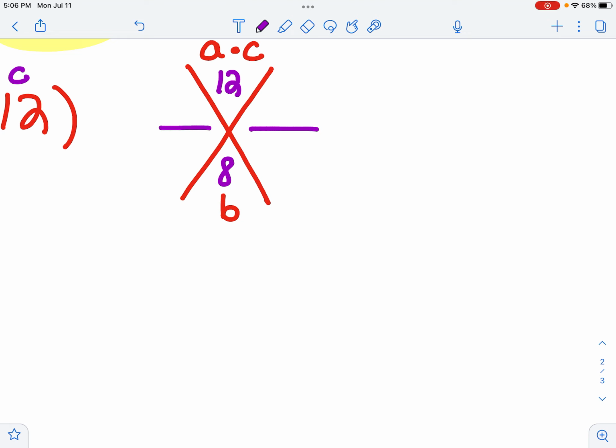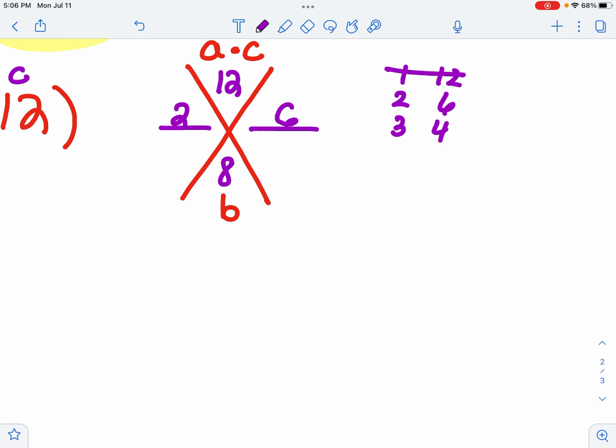So if you don't know your factors off the top of your head, you can start listing them. I know 1 goes into 12, 12 times. 2 goes in there 6 times. 3 goes in there 4 times. But you can just do that part in your head. So I ask myself, will 1 and 12 ever give me 8? No. Will 2 and 6? Yes. So my numbers are 2 and 6.